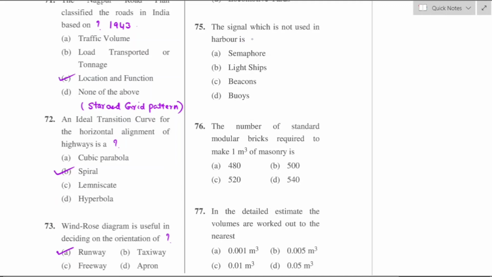Question number 75. The signal which is not used in harbor. Harbor signals are necessary because they contain information on the location, intensity, direction and speed of the movement of tropical cyclone and expected weather over the port. Among these options, light ships, beacons and buoys are all harbor signals, but semaphore is not a harbor signal, it is a railway signal. So option A is the right answer.